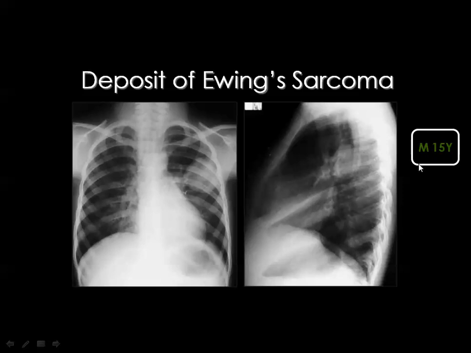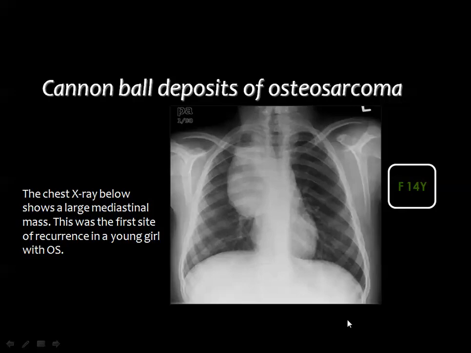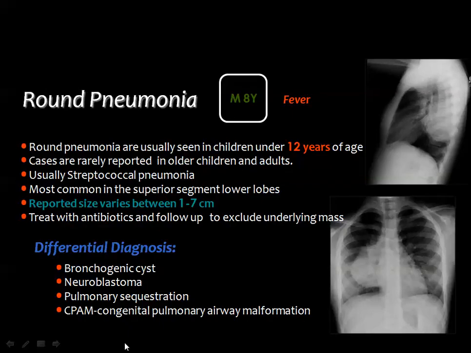And in this male child with a known Ewing sarcoma, there is a mass in the left lung, and you should diagnose this mass as metastasis if you know that the patient had a primary malignancy. And this is also a case of osteosarcoma with a big metastatic deposit in the right lung. And metastases which are sizable are called the cannonball metastatic deposits.